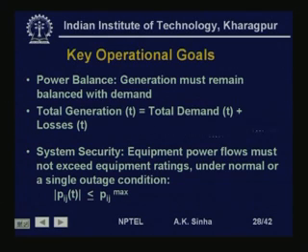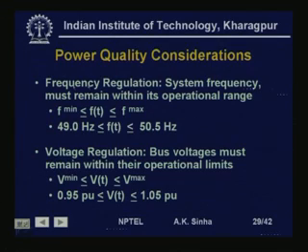So, we have to see that all equipment are within limits, and that whenever an outage takes place, the limits are not violated. Another aspect is the quality of power. As we have talked earlier, frequency is a very important parameter. In India, we are trying to maintain the frequency within a range of 49 hertz to 50.5 hertz.